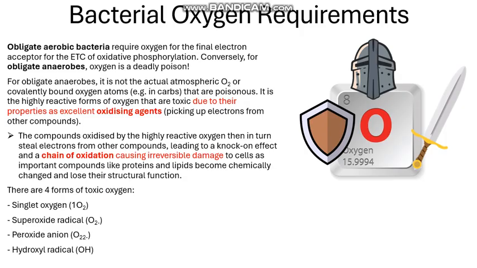There are 4 forms of toxic oxygen, and we're going to go more into them in the next slide. But a brief overview, we have singlet oxygen, which is when you get atmospheric O2 and it gets broken in half, a superoxide radical, a peroxide anion, and a hydroxyl radical.